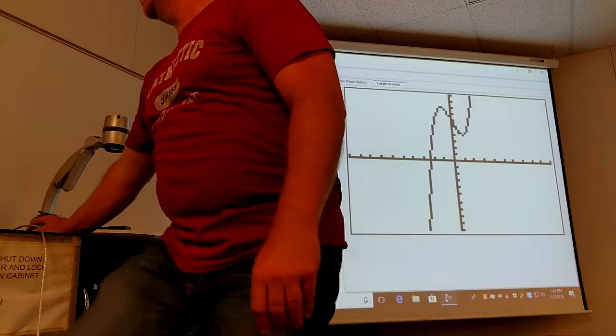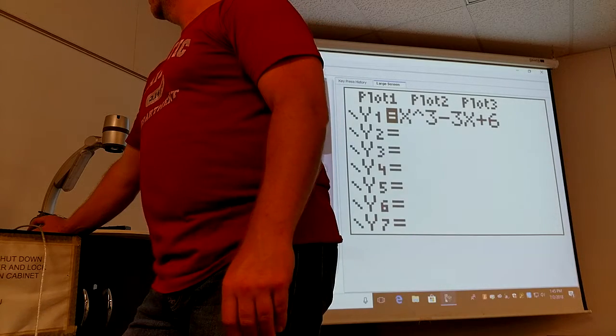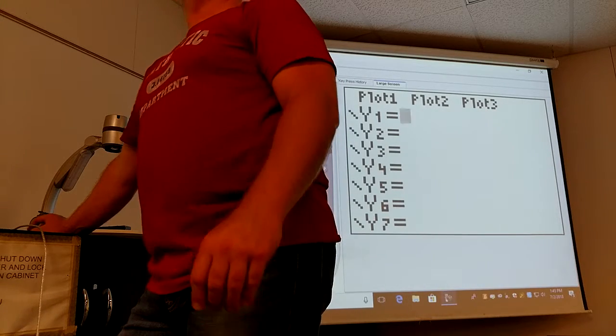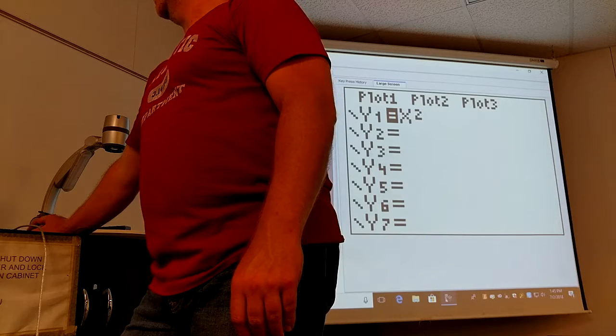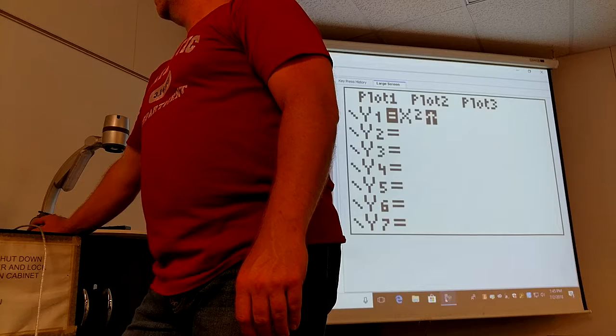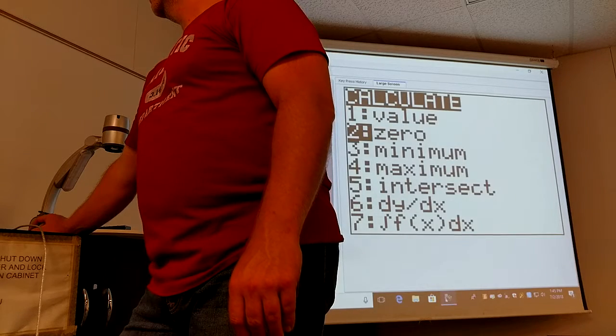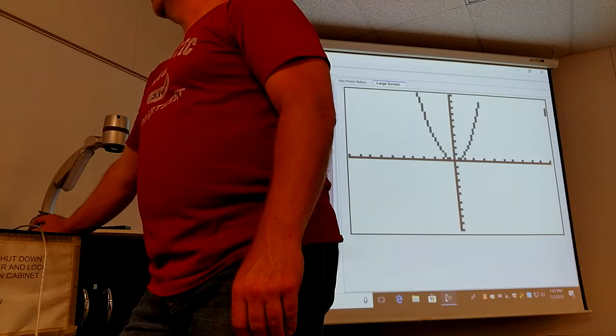If I have a function like, oh shit. Oh, it doesn't matter. This is x squared. Let's see if it's able to handle this. Calc. I think it should be able to.